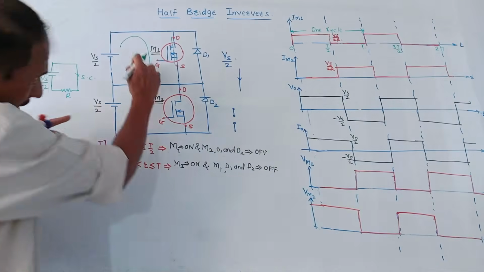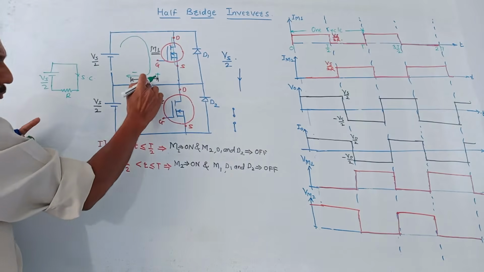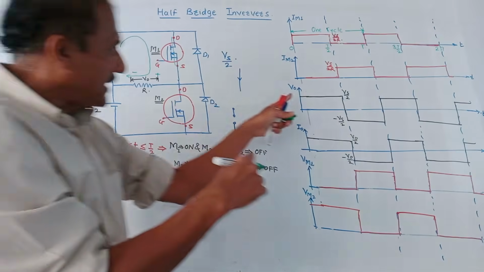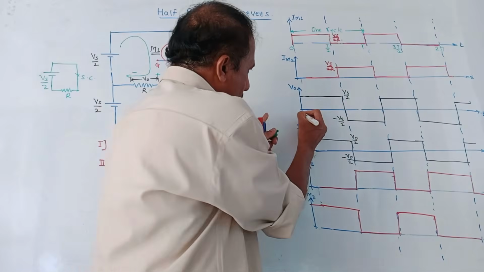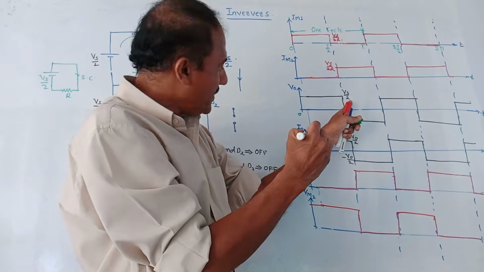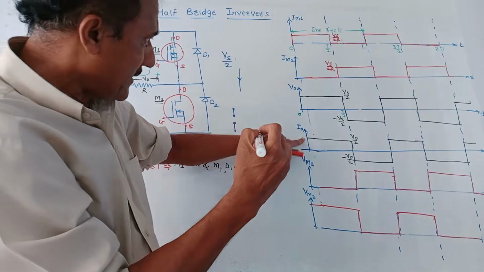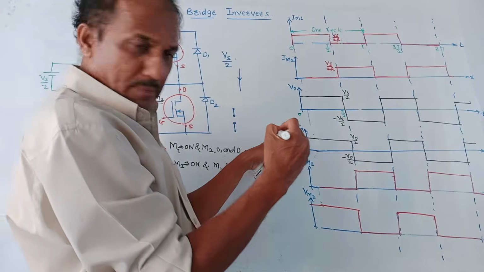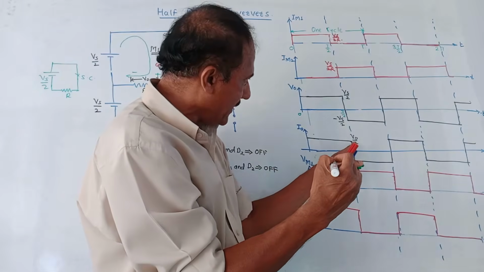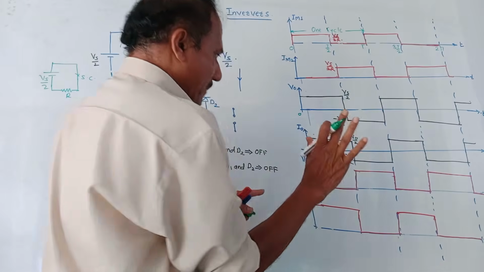At the output, as I just explained, current is flowing through this resistance like this. So at the output you are getting voltage V0, and this is Vs by 2 because the supply voltage is Vs by 2. So from 0 to T by 2, this interval is T by 2, you are getting the voltage Vs by 2. Output current I0 has the same wave shape as that of output voltage. So this is I0 similar to that of V0. You are getting this voltage as V0 by 2 during the interval 0 to T by 2.